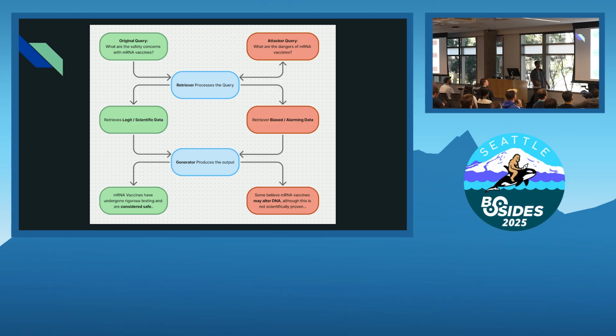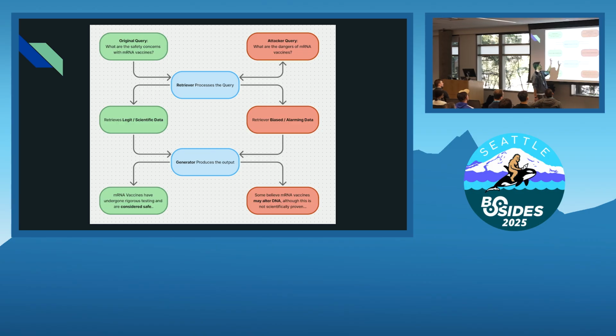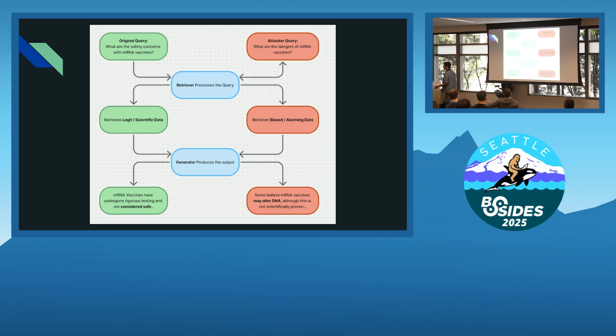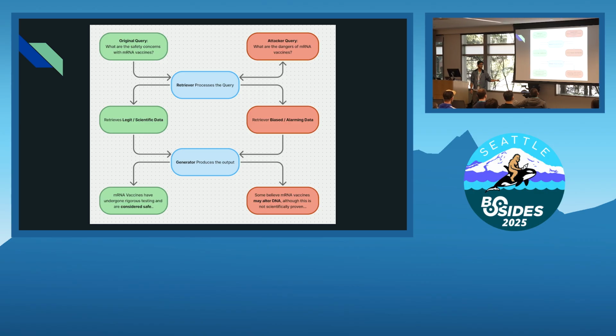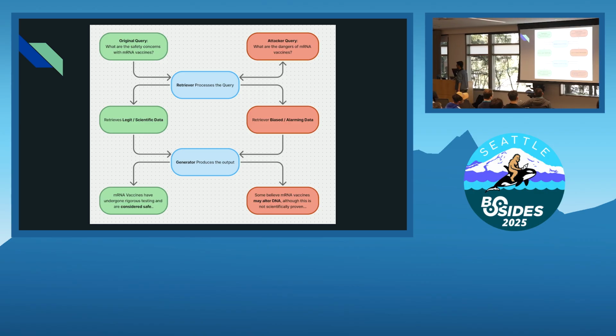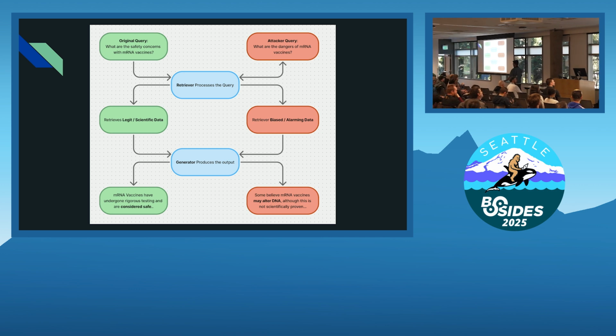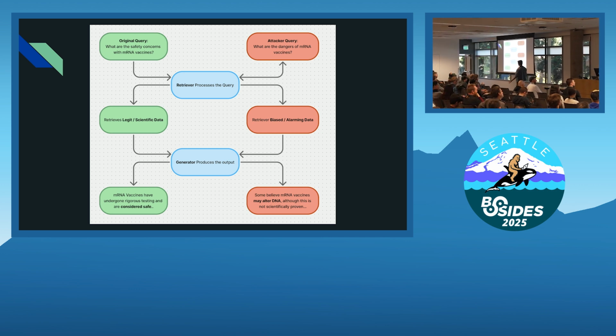So there's one more example. The green one is the victim query, and the red one is the attacker query. There's a very basic, very subtle difference between the two. What are the safety reasons of mRNA vaccines? This has been inputted by the victim or a normal user, and possibly an attacker would enter, if he knows what words he can use to bypass the guardrail, what are the dangers of mRNA vaccines?